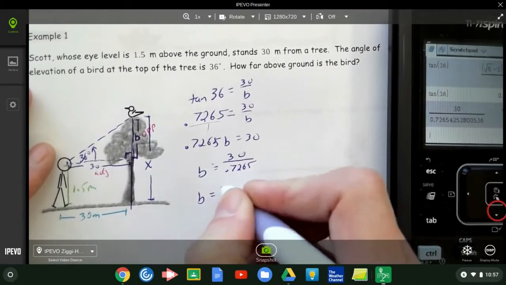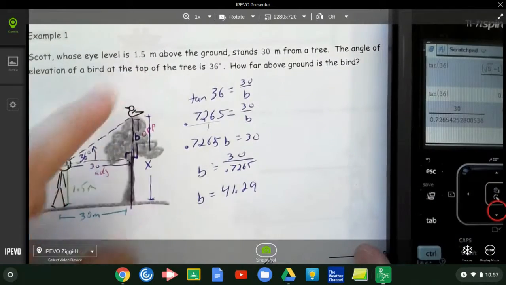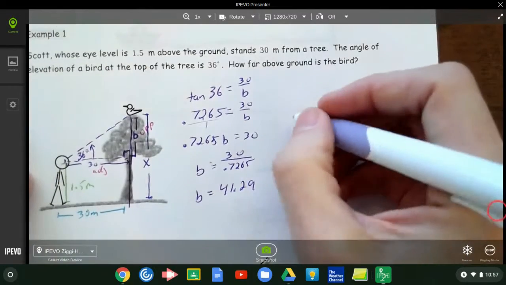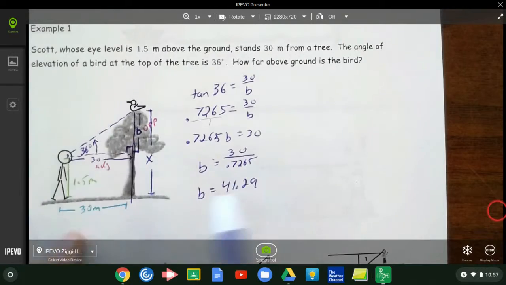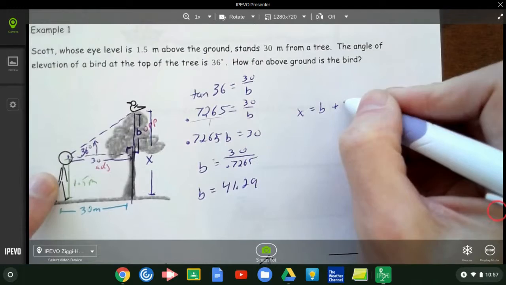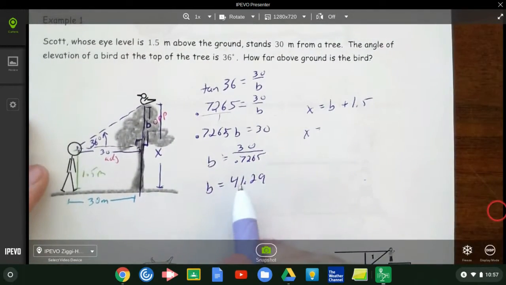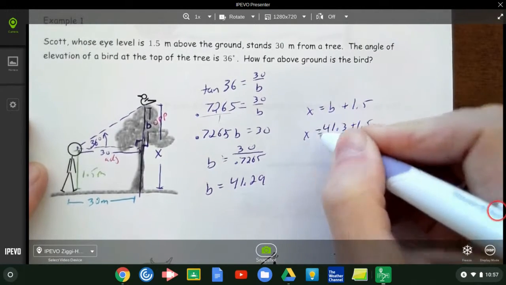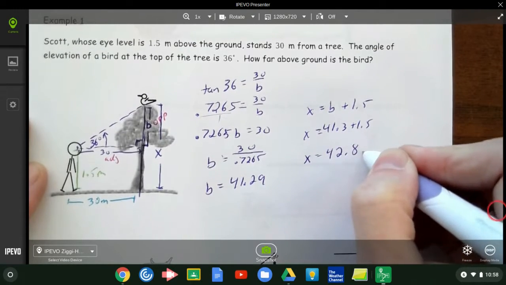So you know what? 41.29. And their measurements are rounded to 1, so I'll round it to 1 since that's what they measured with here. So that's, oops, that's not our answer, is it? That's b. For my x, I have to add b plus the 1.5 above the ground. So that's going to give me, we'll call that 41.3 plus 1.5 gives me 42.8 meters.